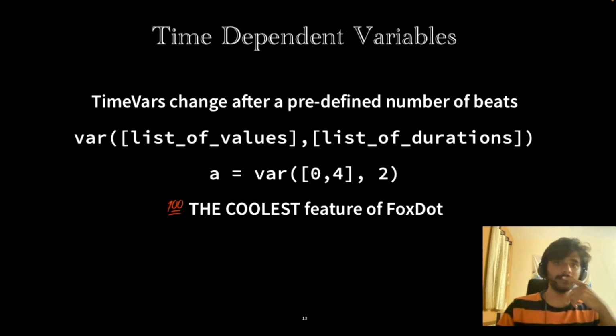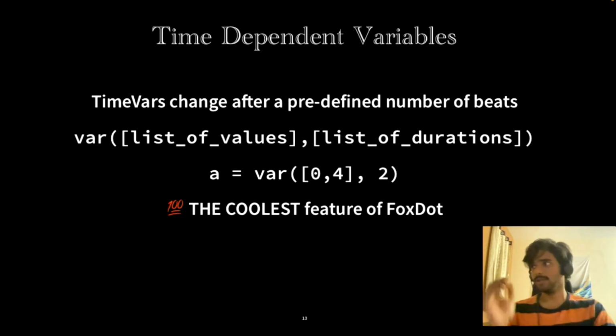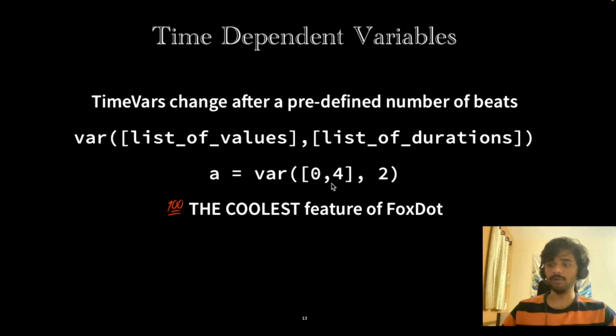So time variables are these variables that you define by just defining a variable. You pass a list of values and you pass a list of durations, and these values change after a predefined number of beats, which is set by the duration, right? So let's say I have this a, which I'm defining as a variable, which is going to be 0 and 4, and my duration is 2. So after every second beat, my variable is going to switch to 4. So it's going to be 0, after 2 beats, 4, right?